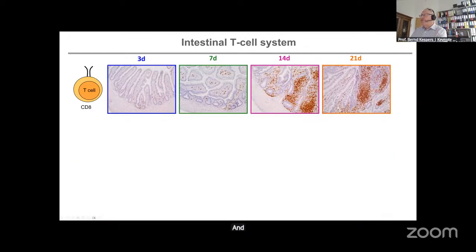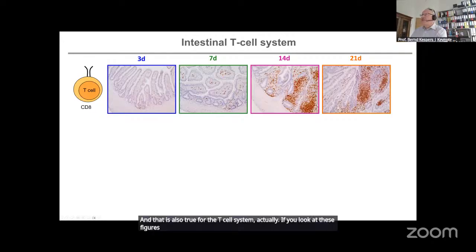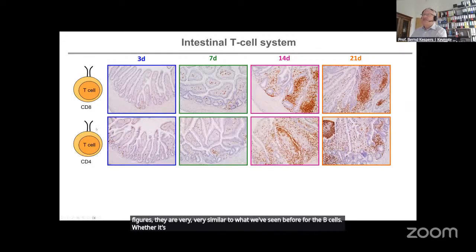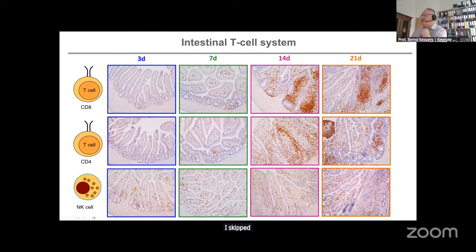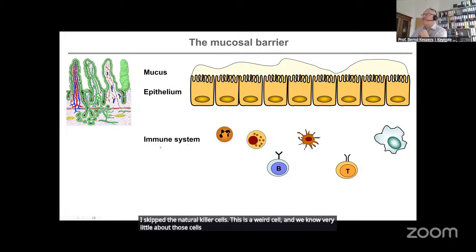And that is also true for the T cell system, actually. If you look at these figures, they are very, very similar to what we've seen before for the B cells. Whether it's cytotoxic T cells or T helper cells, it really takes up to 2 weeks to slowly mature into a fully functional system. I skipped the natural killer cells. This is a weird cell, and we know very little about those cells in the chicken system.